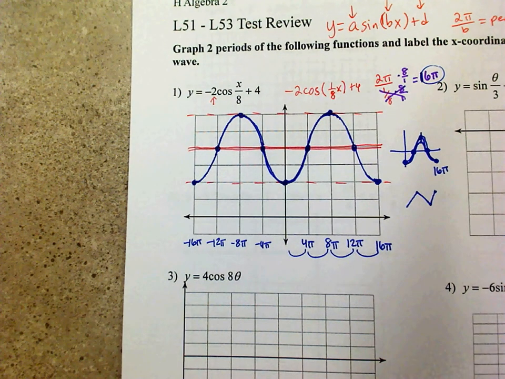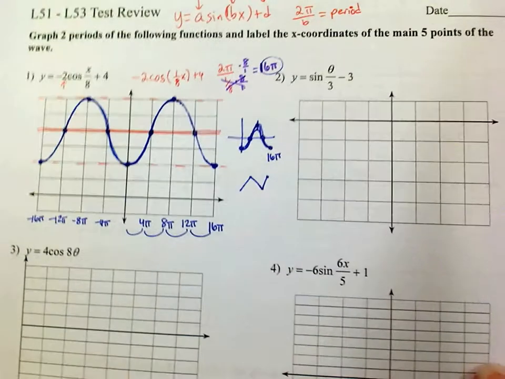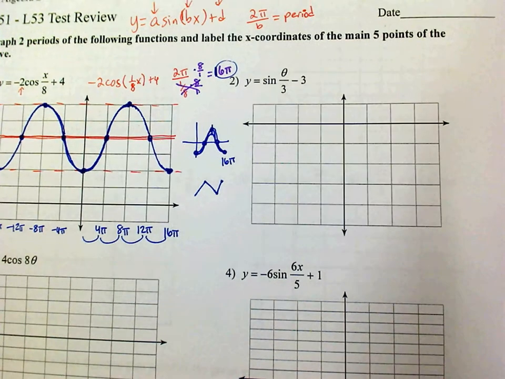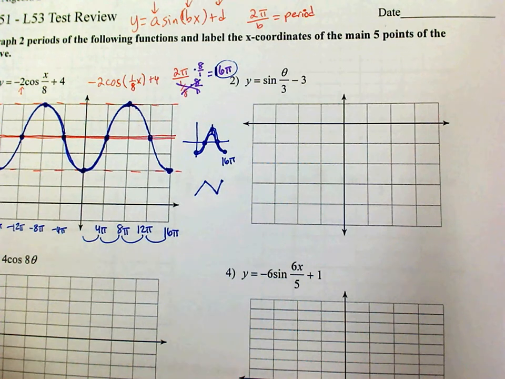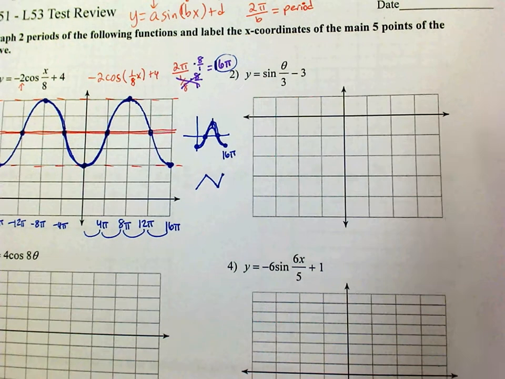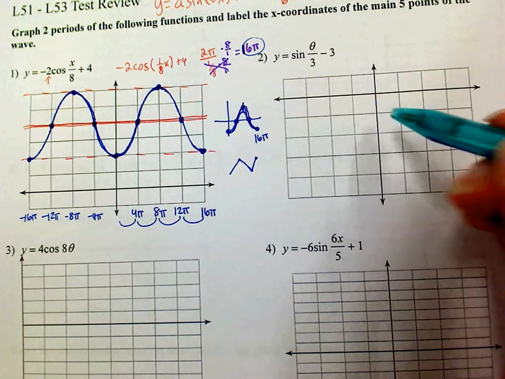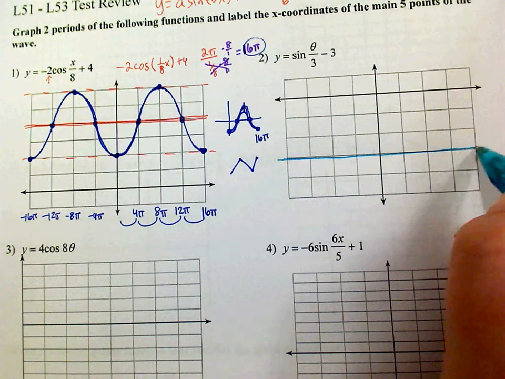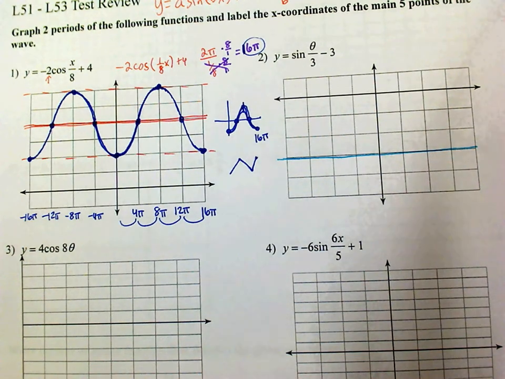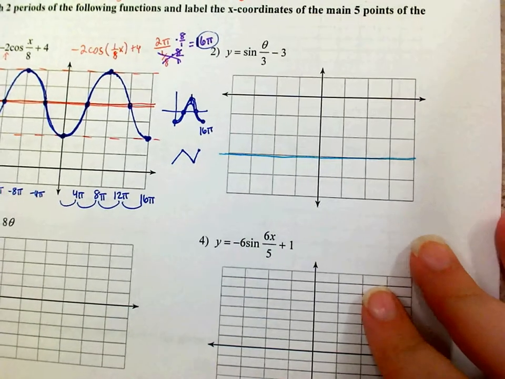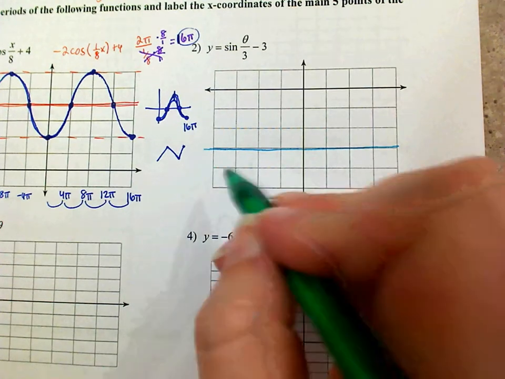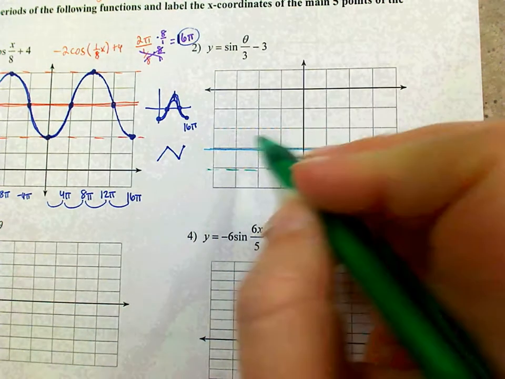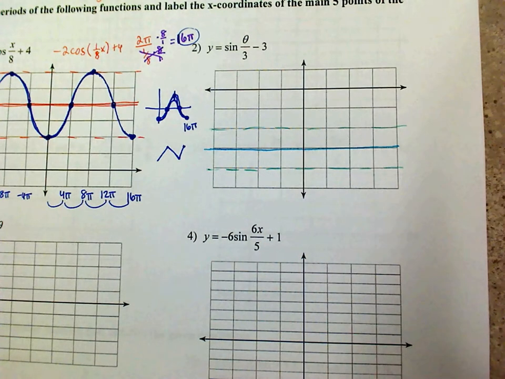Okay. On number 2, I have a sine wave. It's got a theta. Theta is the same thing as x. It's just another variable. But I do have a -3, which means my midline is down here at -3 because that's my vertical shift. And then there's not a number in front of sine other than just an understood 1, which implies that my amplitude is just 1. So I'm going to go down 1 and up 1 from my midline, and those are my amplitude lines.